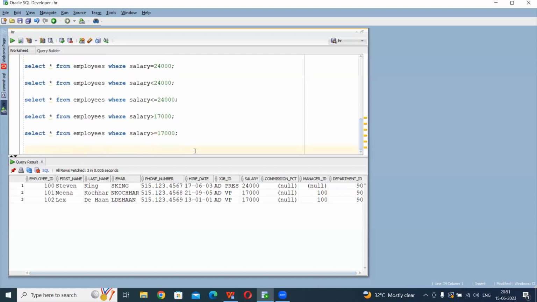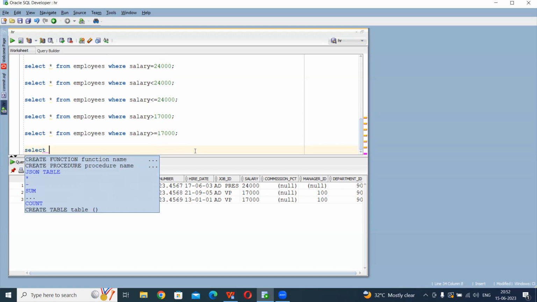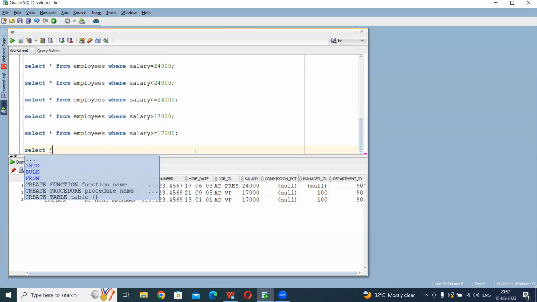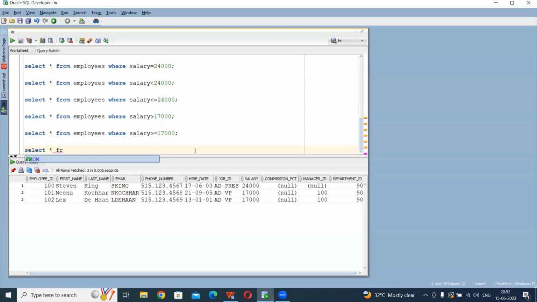We are left with only one more comparison operator, that is not equals to. For that, we are writing our query starting with the select keyword. After this, I have mentioned star. After star, I have mentioned the from clause. After the from clause, I have mentioned my table name as employees. Immediately after the table name, we need to use the where keyword, and after that, we need to give the condition. The condition I'm giving here is salary not equals to.